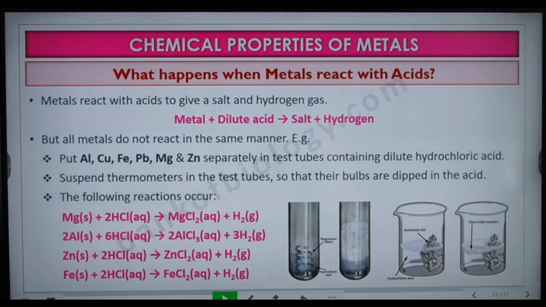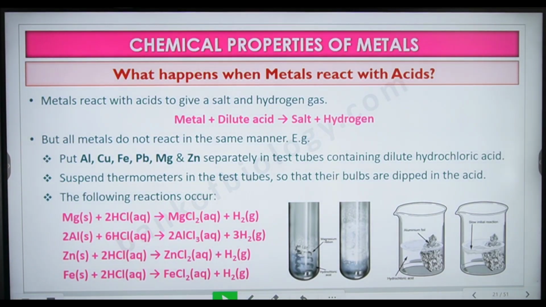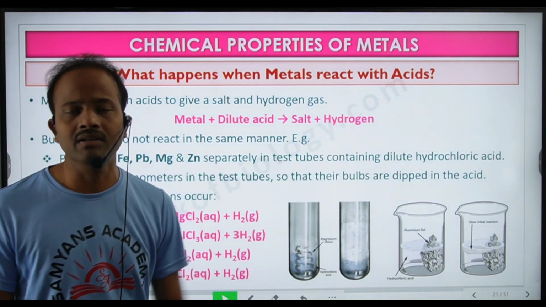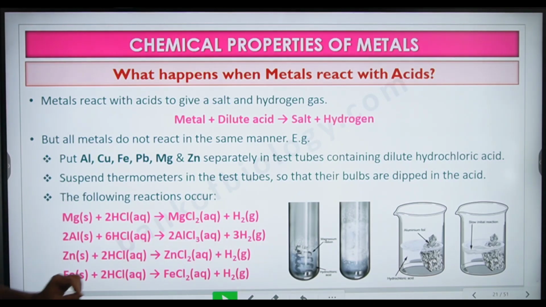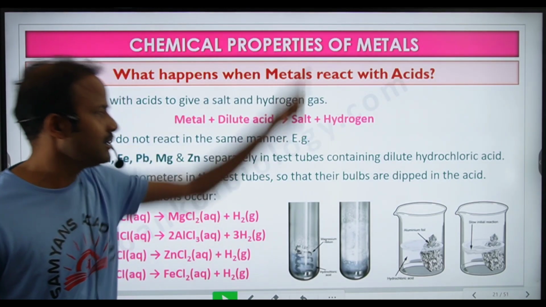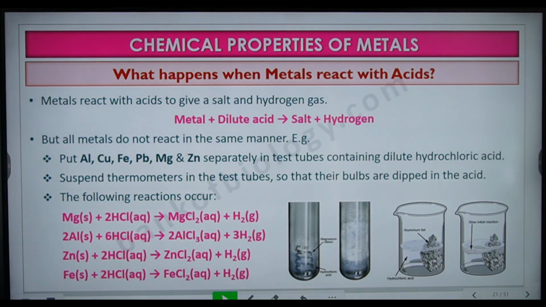So in the next slide we have what happens when metals react with the acids, right? When a metal reacts with the dilute acid, it will form the salt and it liberates the hydrogen gas. But all metals do not react in the same manner. Only some of the metals react like this. Now, put aluminium, copper, iron, lead, magnesium and zinc separately in test tubes containing the dilute hydrochloric acid. Suspend thermometers in test tubes so that their bulbs are dipped in the acid. The following reactions occur.